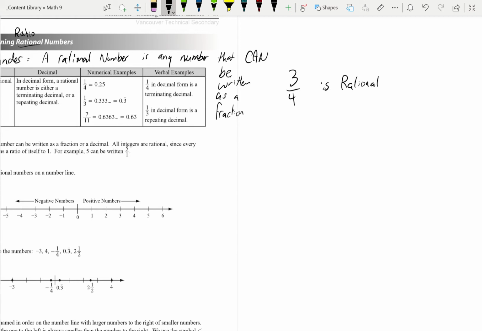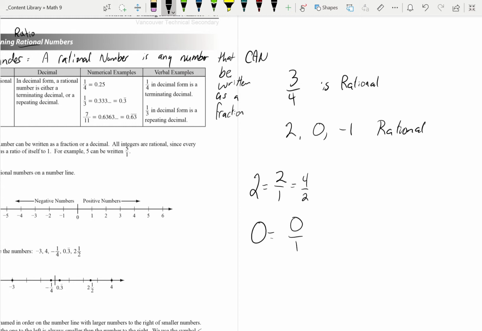But what about a number like 2 or 0 or -1? Can I write those as fractions? And the answer is yes. So these are all rational. How can I write them as fractions? So I can write 2. The easiest way I could do it is 2 over 1. But I could also write it as 4 over 2. For 0, easy, I could put 0 over 1.